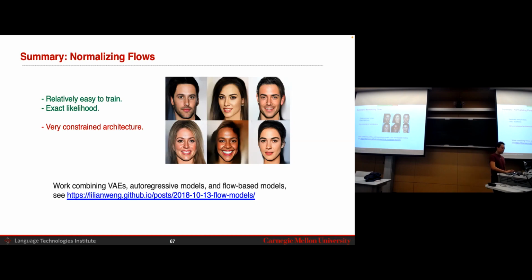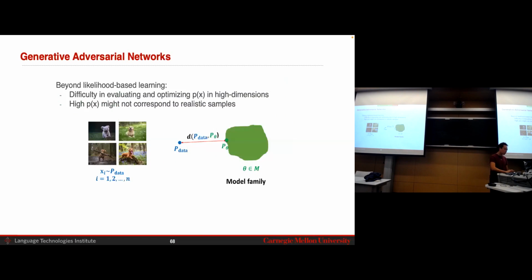Cool. So in the last 10 minutes, I'm going to talk about GANs. And next lecture, we're going to talk about the very last example of generative models called diffusion models, which are all the rage nowadays. But quickly about GANs.